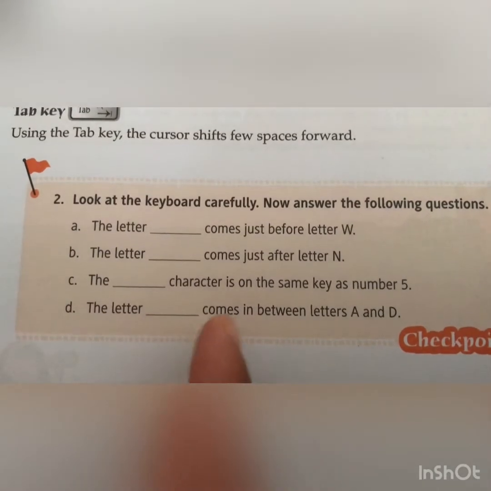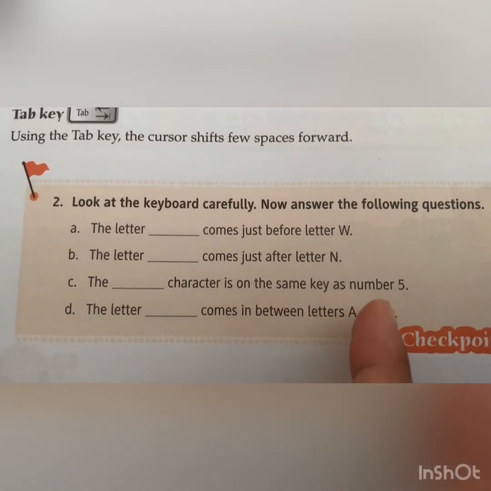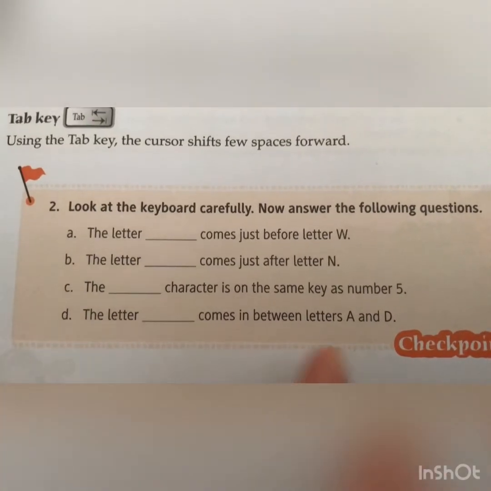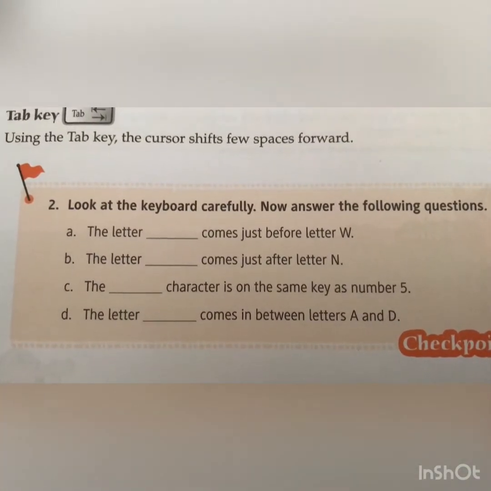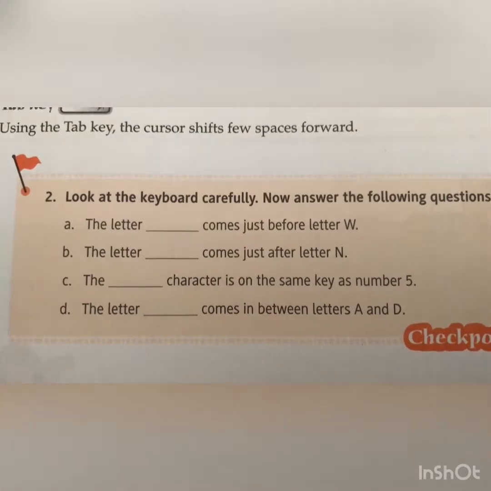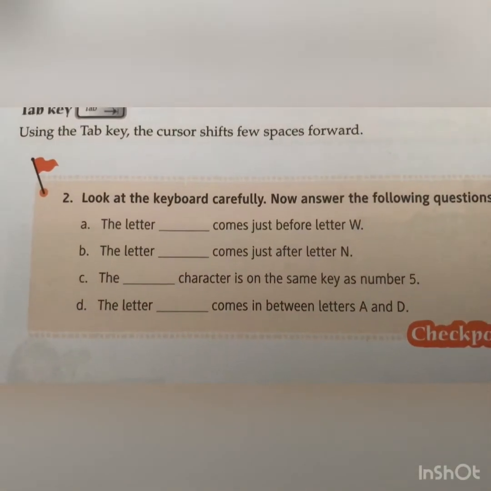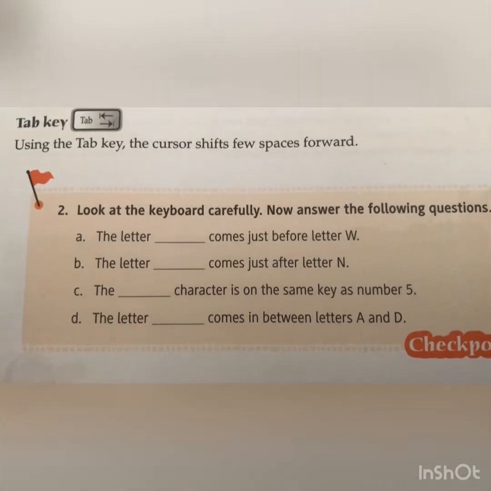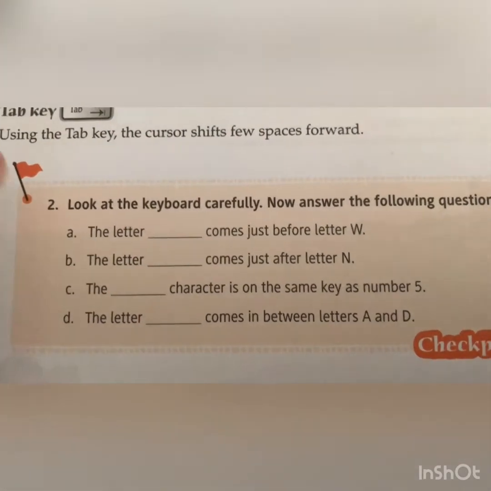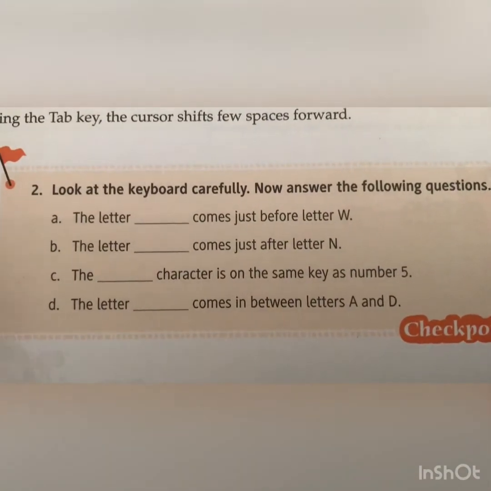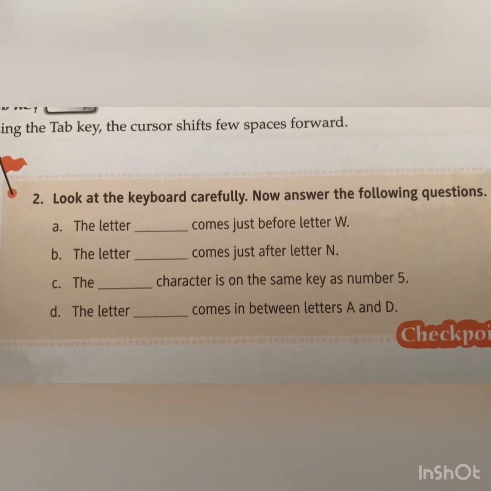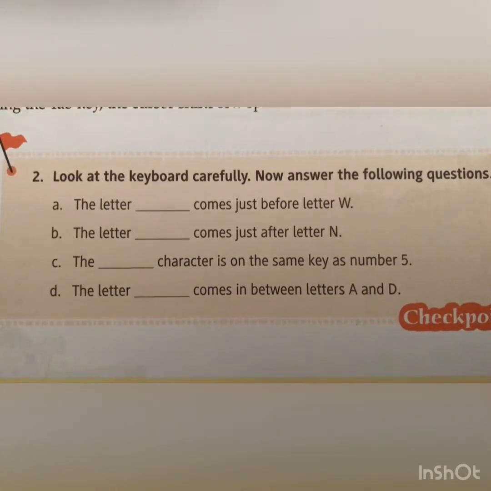The dash character is on the same key as number 5. Which character is on number 5? The letter dash comes in between A and D. Which letter comes between A and D? The answers will be available on the keyboard only. So you all have to look at the picture of a keyboard, or else if you have a keyboard at your home, then you can see on that.